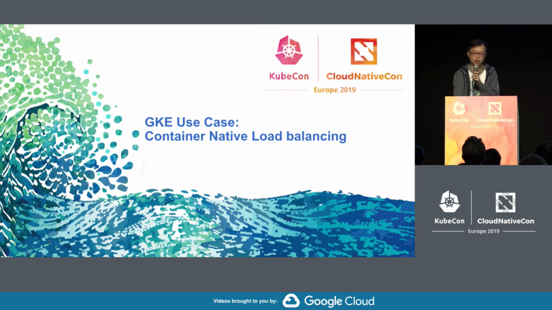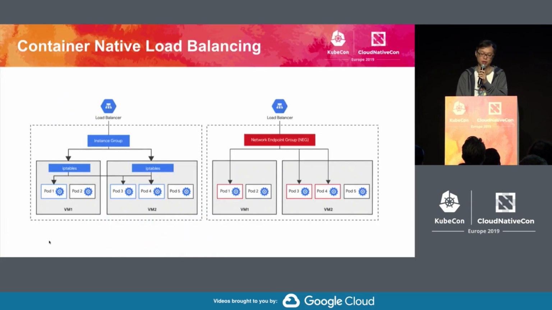Okay, so let me talk about the Kubernetes engine use cases for pod readiness gate. We use it extensively for the container native load balancing feature we have. On the left is how a typical cloud load balancer integrates with Kubernetes. The load balancer does not know pods. The load balancer basically targets the cluster nodes, and then typically points to the service node ports.